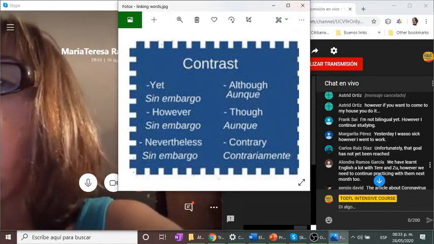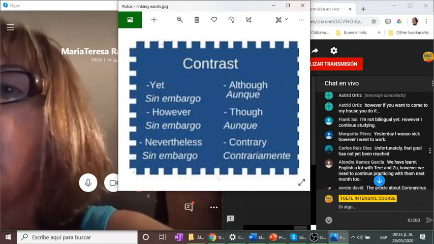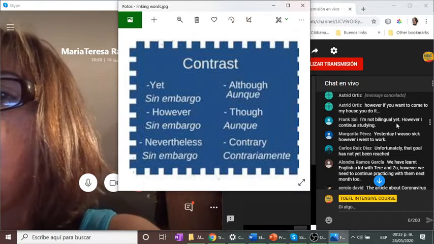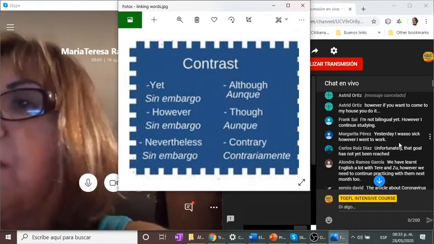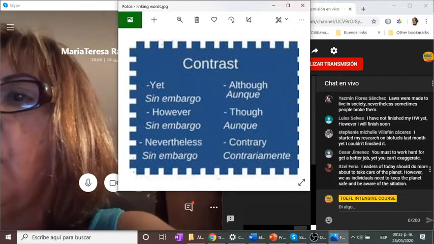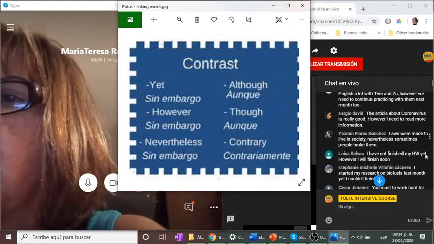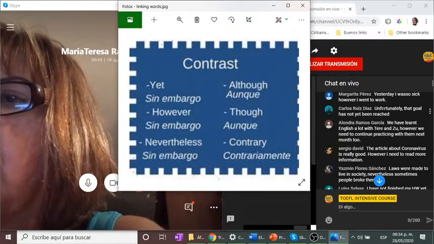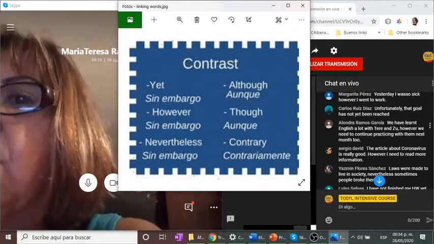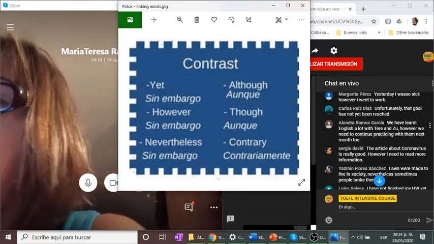I'm not bilingual yet. However, I continue studying. That's good. Yesterday, I was so sick. However, I went to work. That's good. Unfortunately, that's good. Leaders of today, unfortunately. Where's unfortunately? I saw unfortunately. Here it is. Sorry. That goal has not yet been reached. That's good. That's good. Okay.